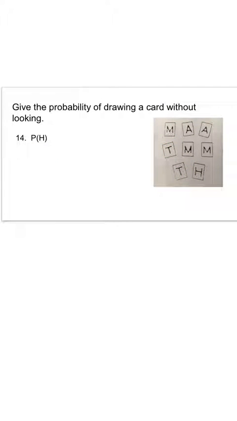Now find the probability of pulling an H card. Again, you know there are 8 total cards, so 8 goes at the bottom. When you find how many H's there are, you see there is only 1, so 1 goes at the top, and there is 1/8 the probability of pulling an H card.